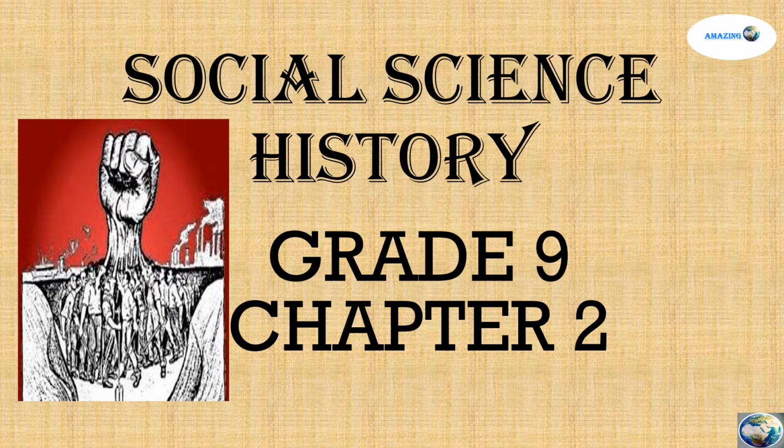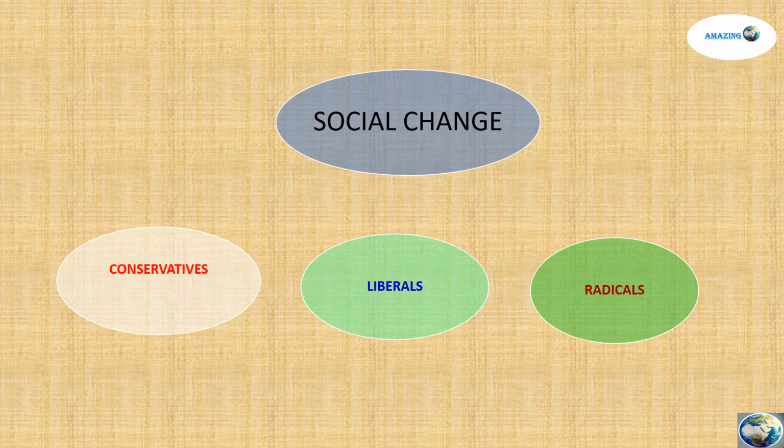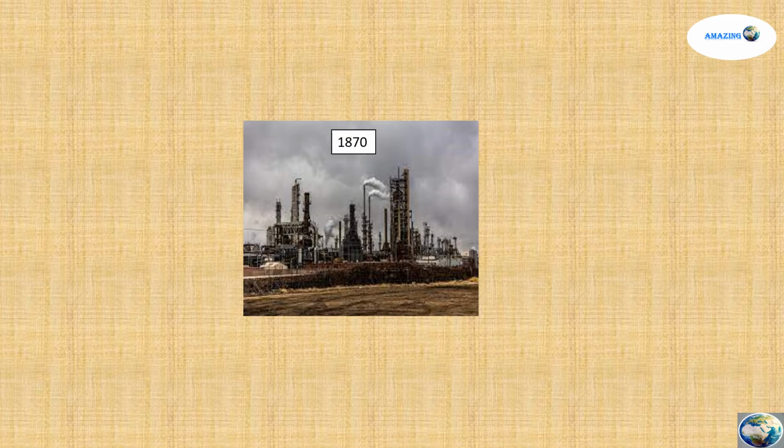Today we will learn how industrialization was the reason for change, and what new ideas were introduced in society by the mid 19th century. In our earlier topic, we learned about different political trends, the conservatives, the liberals, and the radicals that spoke of social change. Today, let us see how the political trends impacted society during the Industrial Revolution after 1870, as industrialization was becoming popular in Europe and the world.